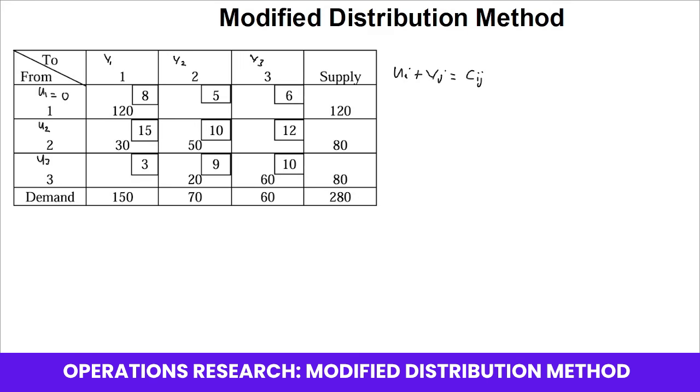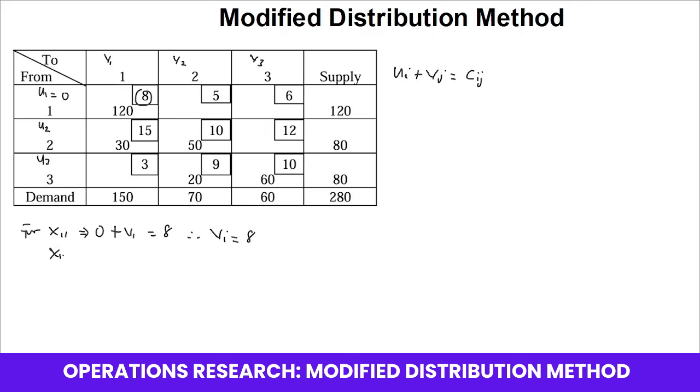All right, so for cell X11, what's the Ui value here? 0. What's the Vj value here? We don't know. So V1 is equal to the Cij value here, which is 8. So from here, you can say our V1 is equal to 8. We do the same for the others, only for the allocated cells, so we move to the next one.